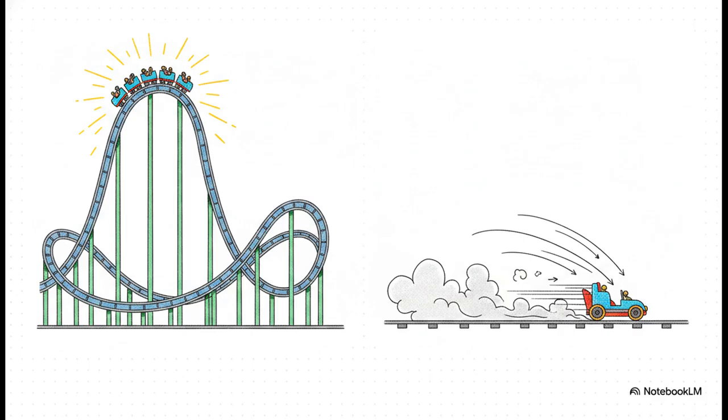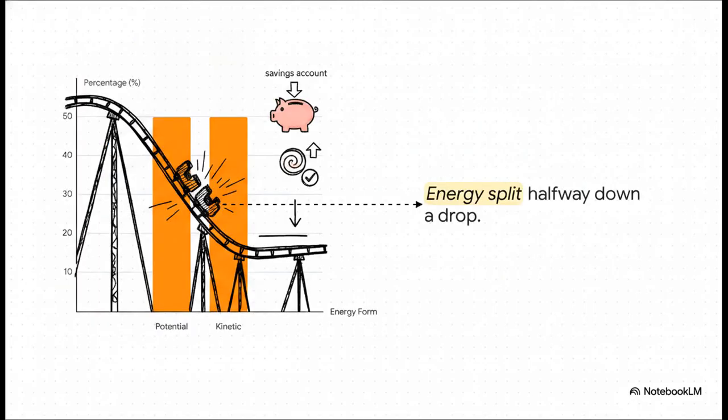Then we have kinetic energy, which is the active currency of motion. The second that coaster drops and speeds up, all that stored energy transforms directly into the energy of movement. As that roller coaster speeds down the hill, notice this beautiful inverse relationship happening. Exactly halfway down the drop, assuming a perfect world with no friction, the stored potential energy is perfectly converted into kinetic energy. It's an exact 50-50 split. The total amount of energy hasn't changed at all.